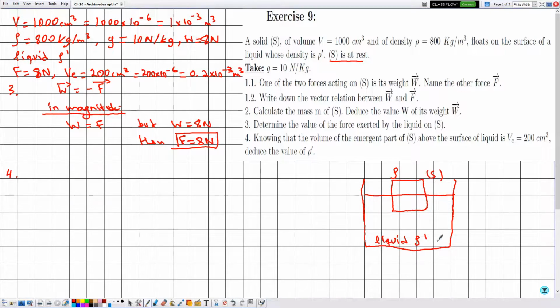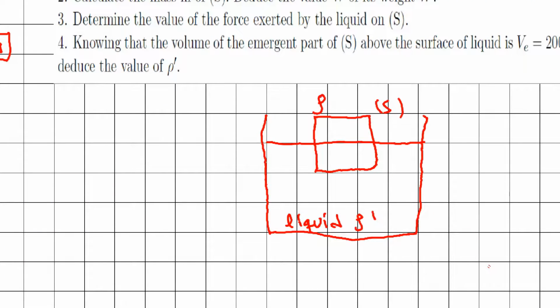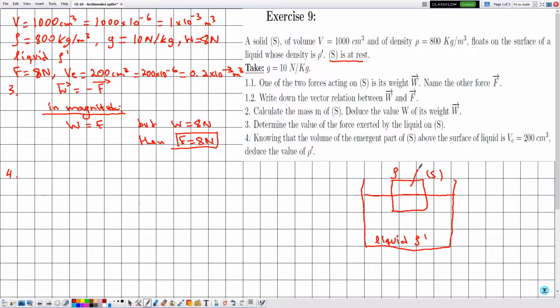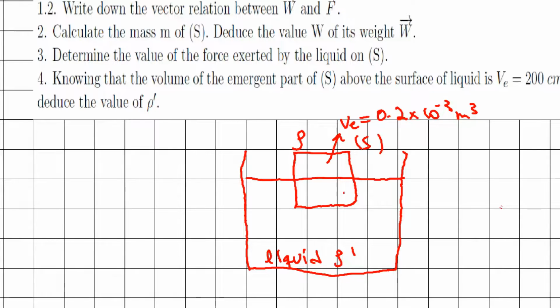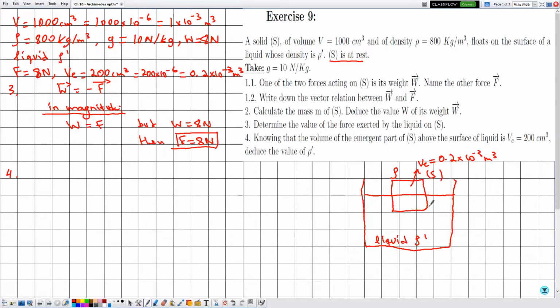So referring to this figure, what does the emergent volume represent? So this is the emergent volume, and it's given by 0.2. So the emergent volume is the volume that is not inside the liquid, it is above the liquid, okay? And the volume inside the liquid is the immersed volume. So this is the given.